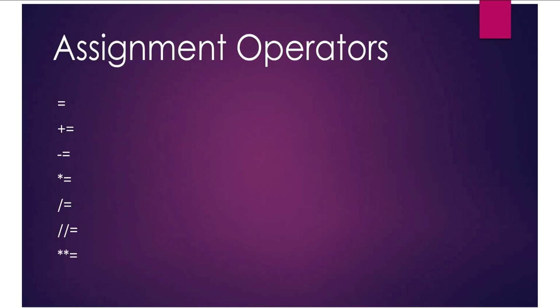Assignment operator. Why do we need assignment operators? Because when we want to store some value in a variable, at that time we need these assignment operators. For example, a equal to 5. Here, equal to is an assignment operator, and with its help we are storing the value 5 in variable a.